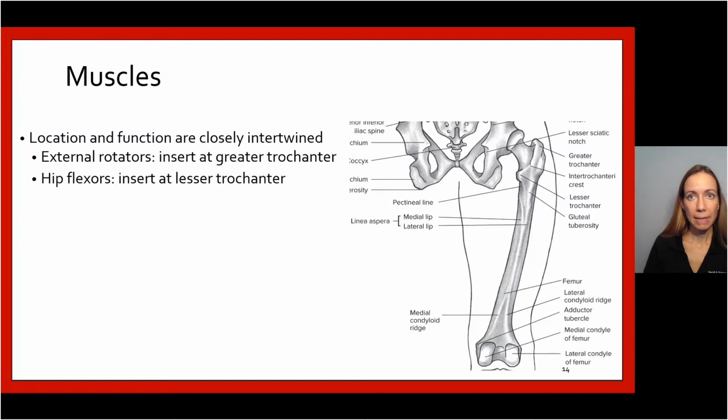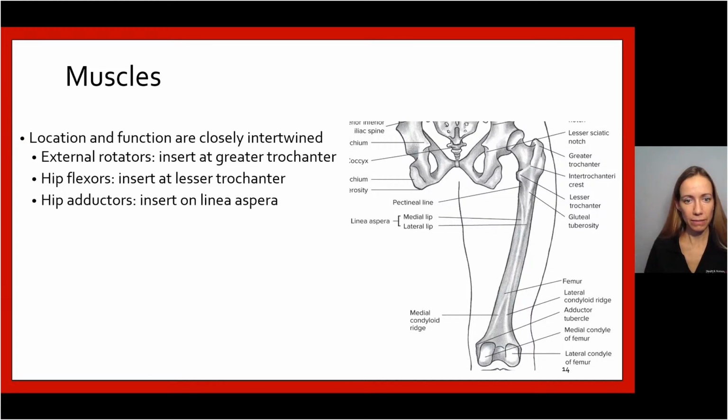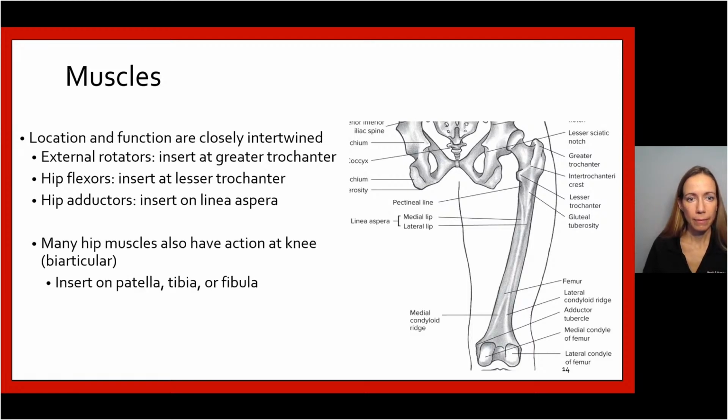Our hip flexors typically insert on the lesser trochanter. This is a posterior view of the skeleton we're looking at here. Our hip adductors will insert on the linea aspera, so that line on the posterior aspect of the shaft of the femur.